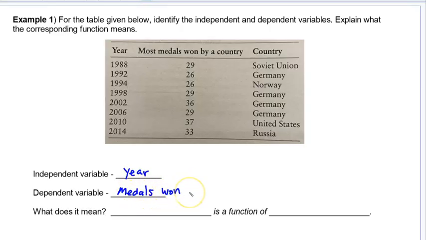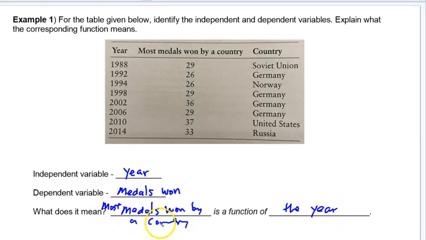Just say, shortcut it by a certain country. So what does this mean? What's it tell us? Well, if we fill in the blank, medals won, I'll say most medals won by a country, is a function of the year.